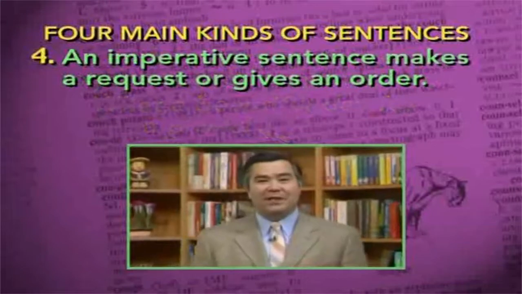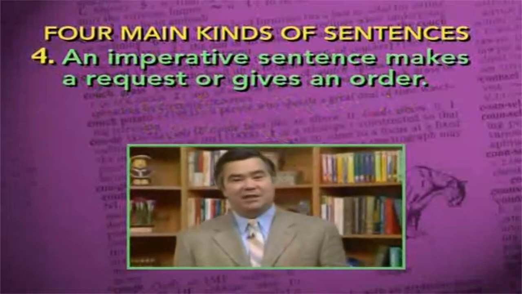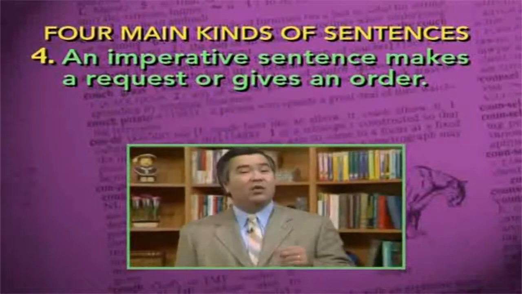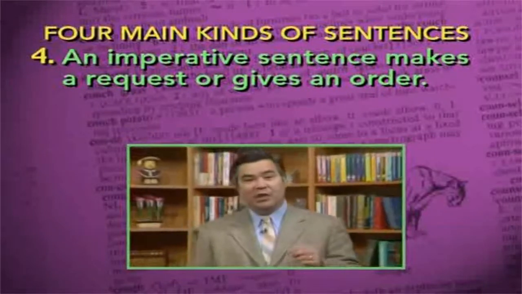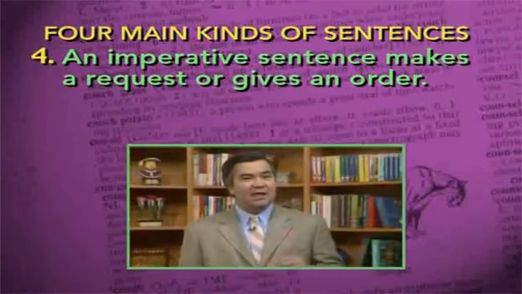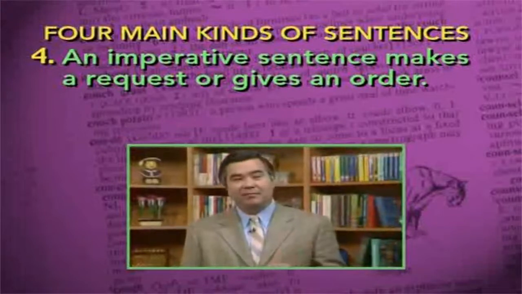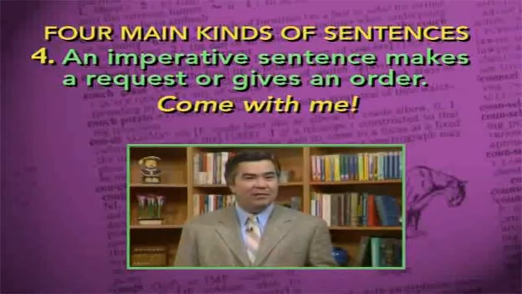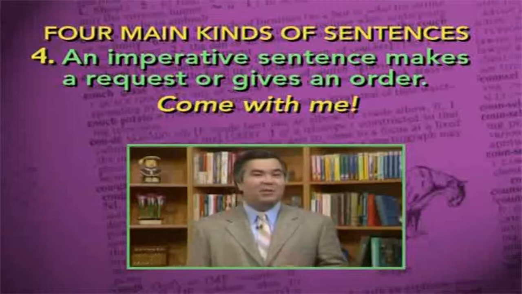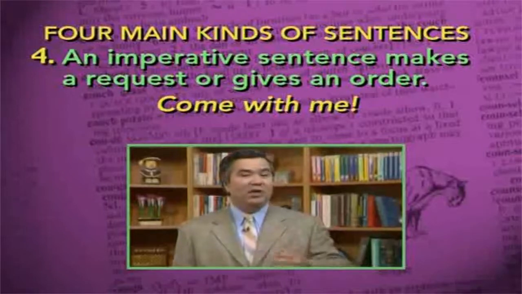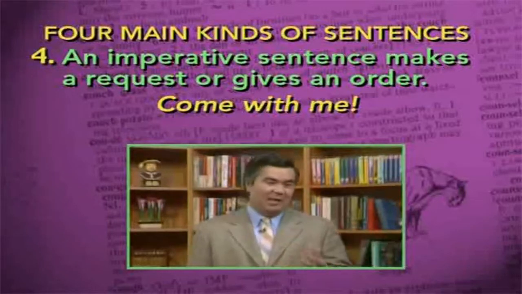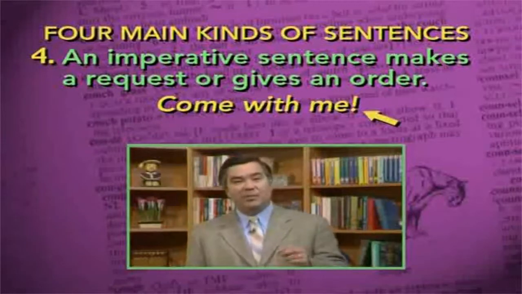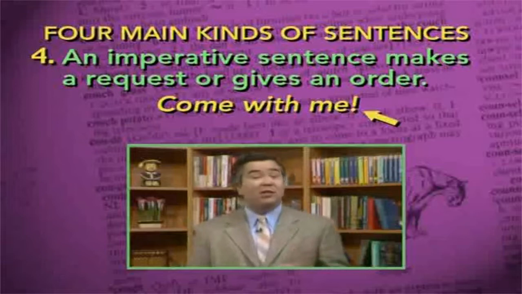The fourth type of sentence is an imperative sentence. An imperative sentence makes a request or gives an order. The person who hears an imperative sentence is being required to do something. Look at this example. Come with me. This is an imperative sentence because I'm inviting the person who hears the sentence to do something, namely, to come with me. An imperative sentence may end with a period or with an exclamation point.